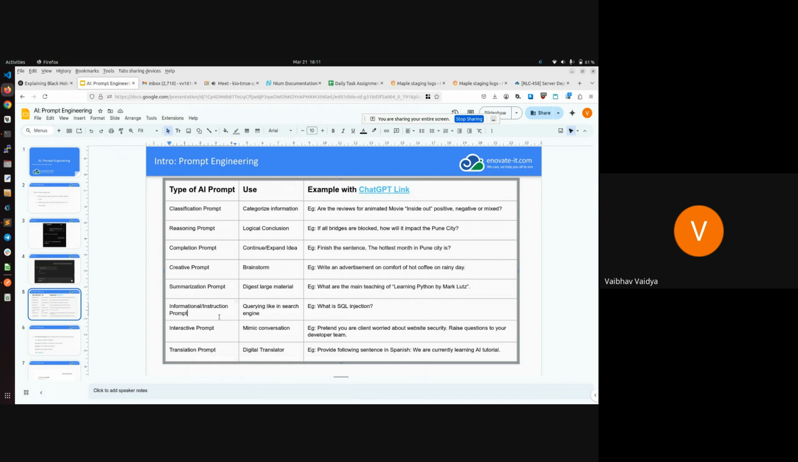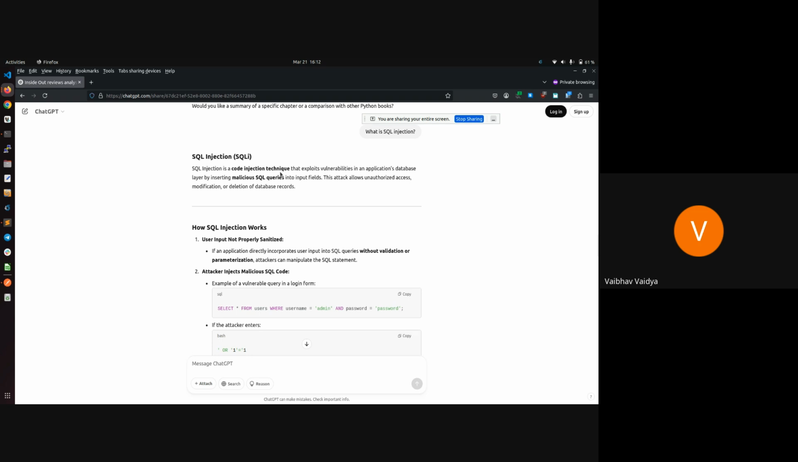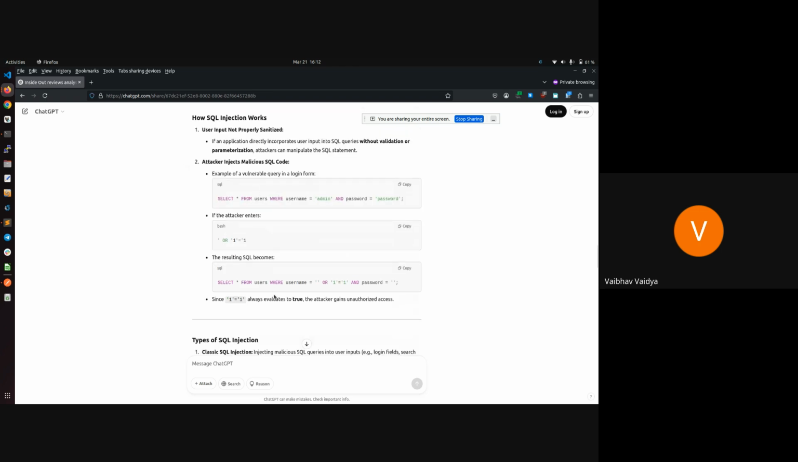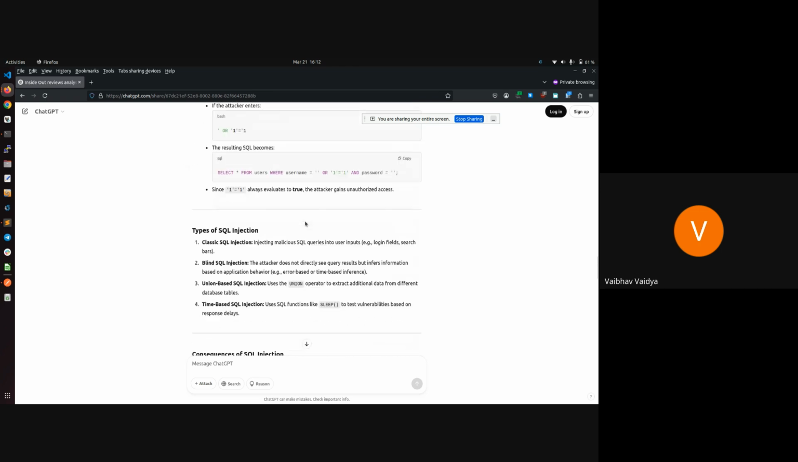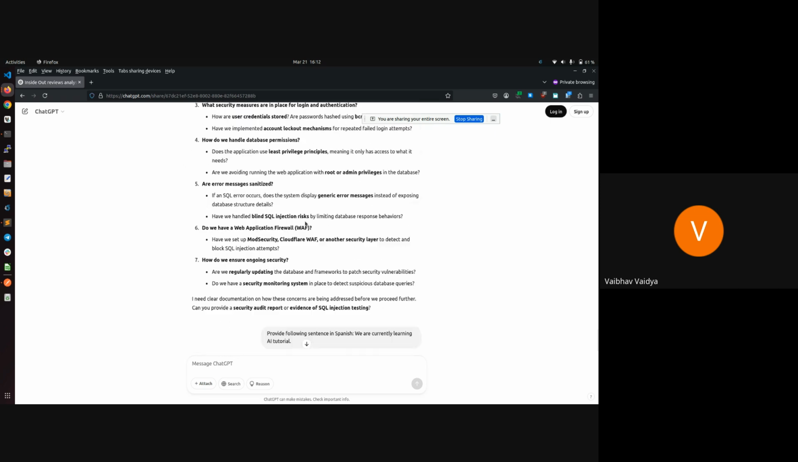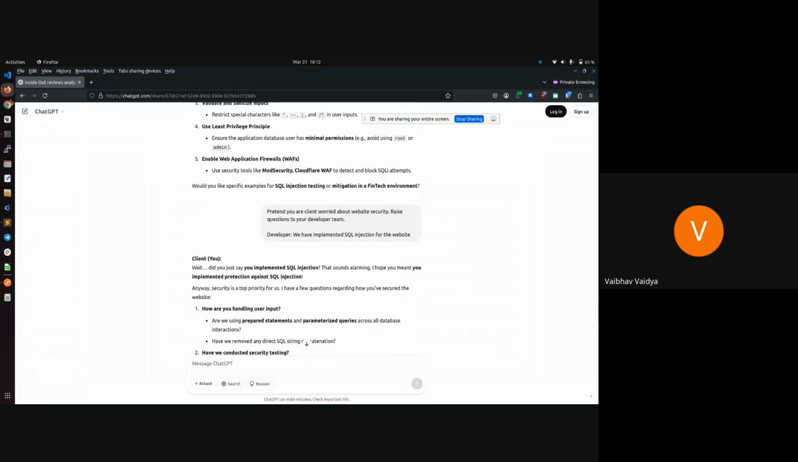The next type of prompt would be an informational or an instruction prompt. In this case, we simply use it like we use a search engine. So here the question I had raised was, what is a SQL injection? It tells me that this is the definition, and it has given me a list of things. So this is similar to how we use Google. I won't elaborate much on this, but yes, it's a little bit more customized to your profile. And then the other one is, one second, I think I made a script.